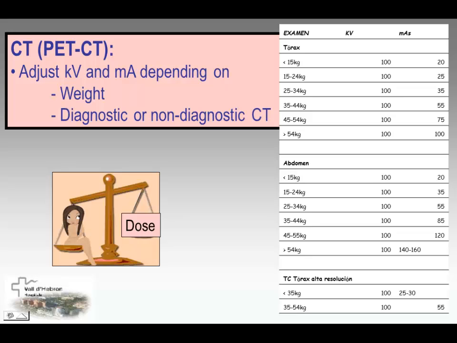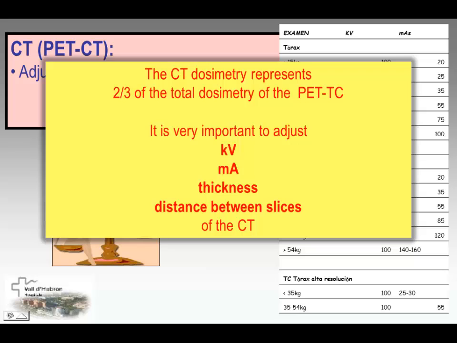These are the doses of the diagnostic CT of the PET-CT that we are using in our hospital. They are adjusted to the weight and to the area of the body. And remember that the CT dosimetry is 2/3 of the total dosimetry of the PET-CT, and it is very important to adjust the kilovolts, the milliamperes, and also the thickness and the distance between the slices of the CT. Quite often, just for attenuation correction, we can increase the thickness and the distance between the slices.